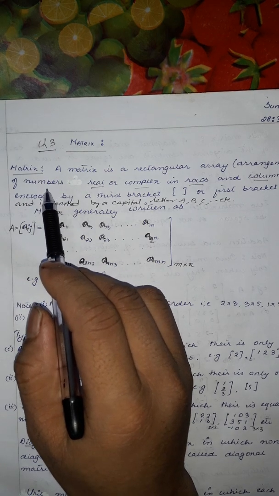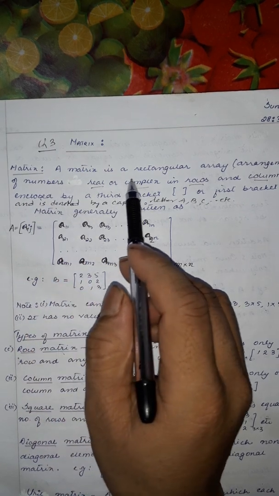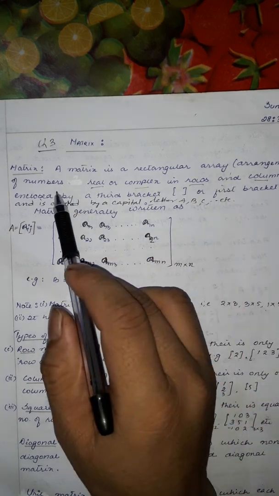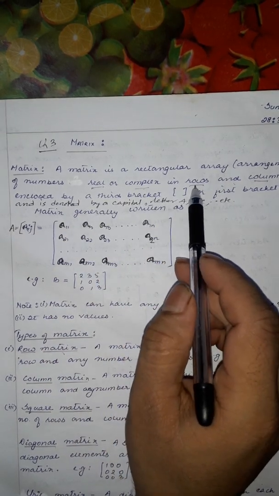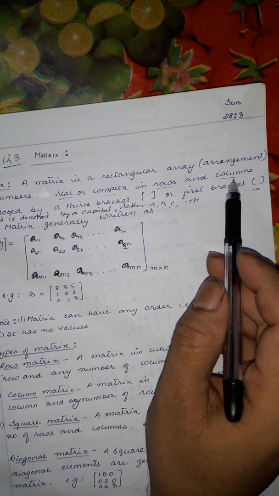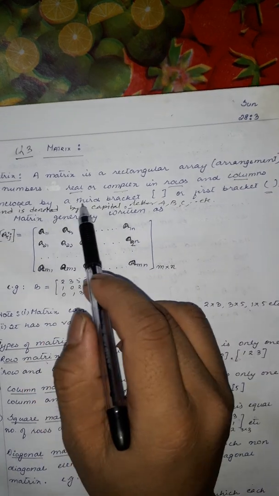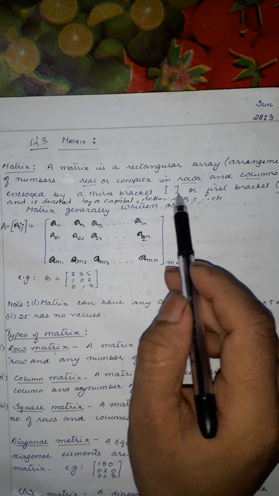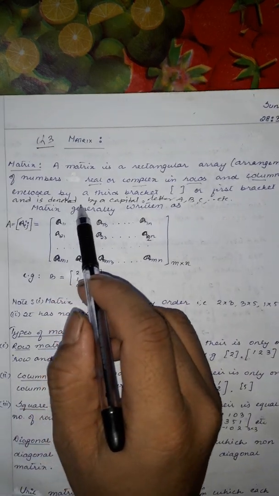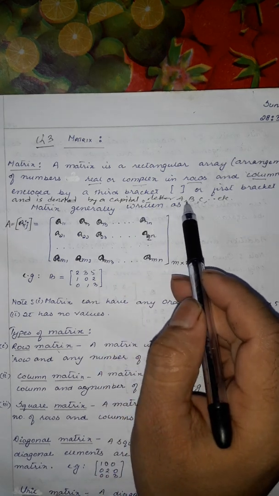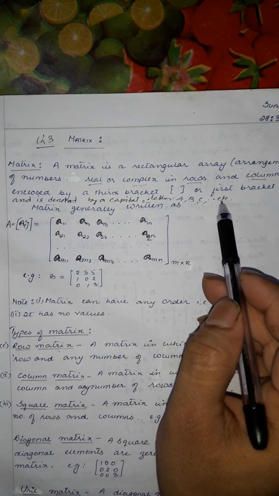Definition of matrix. What is a matrix? A matrix is a rectangular arrangement of numbers, real or complex, in rows and columns, enclosed by a third bracket or first bracket, and is denoted by a capital letter A, B, C, etc.